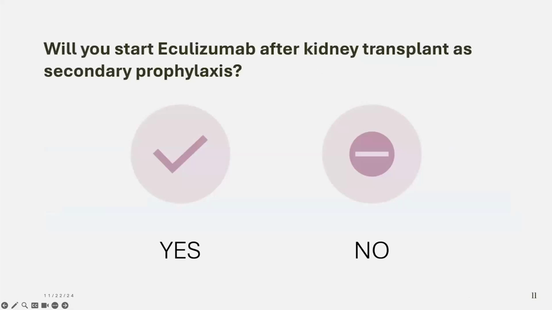Given the high recurrence rate of C3G after kidney transplant, is there any way that we can lower the risk of recurrence when you use eculizumab after kidney transplant as secondary prophylaxis? You can write the answer in the chat, and we will see which one is more popular.